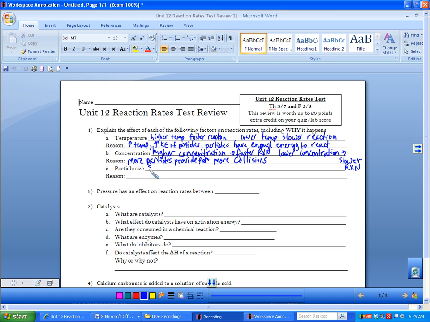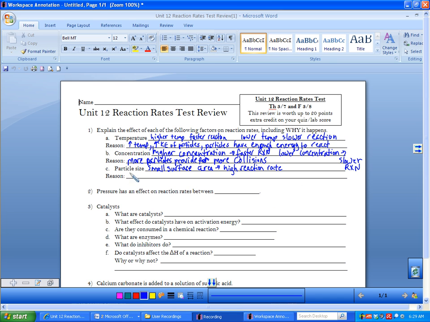The particle size, small surface area gives me a higher reaction rate because I have more of the material exposed, so I can have more collisions, higher reaction rate. Think about a sugar cube as opposed to a teaspoon of granulated sugar. It's much easier to get the teaspoon to dissolve than the sugar cube. Because the sugar cube, you have to crunch it up first so you can expose more surface area, so you can get it to dissolve.